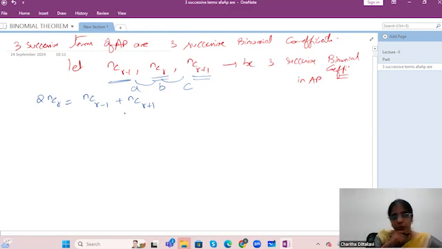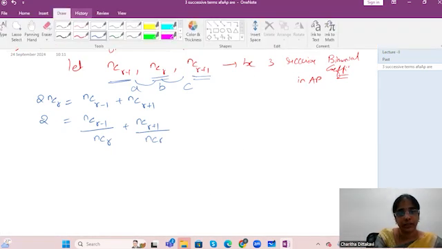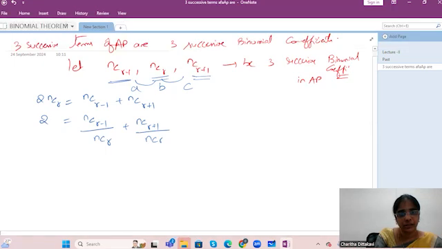Now what I am going to do here is divide by nCr on both sides: nCr minus 1 by nCr plus nCr plus 1 by nCr. Right, so we have just seen the rule behind writing such things, isn't it?